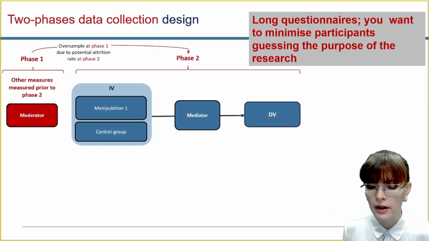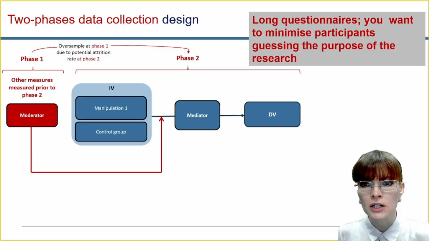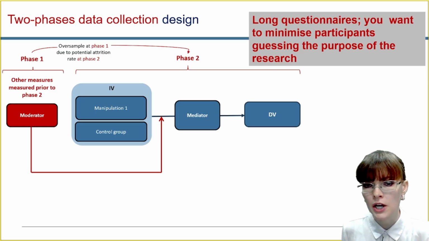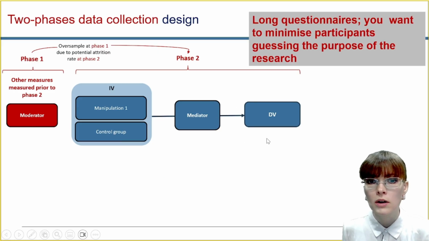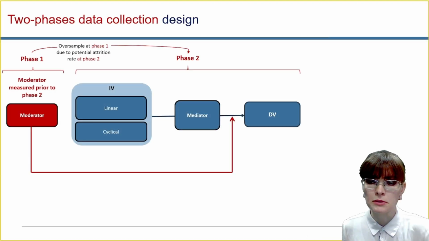Another instance where you may want to split your data collection over several phases is when you have a strong moderator hypothesis. A moderator is usually something that annuls or strengthens or changes the relationship between your experimental intervention and, let's say, the mediator, or between it and the dependent variable. I have a separate video on the moderator. If you don't know what it's about, please have a look at it.